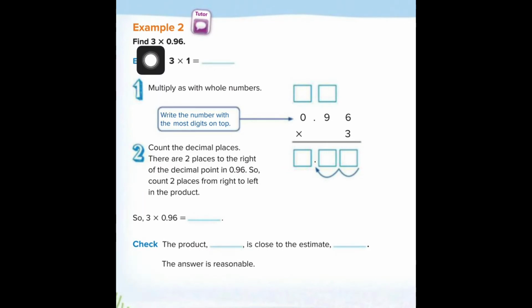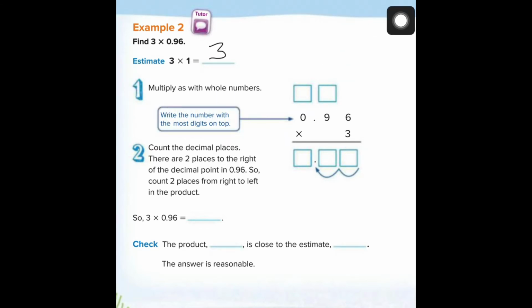Example 2. Estimate 3 times 1, because 3 times 0.96, if you think about it in money, that's like 96 cents. So that's very close to $1. So that's where we get 3 times 1. So we can estimate that our answer is around 3.